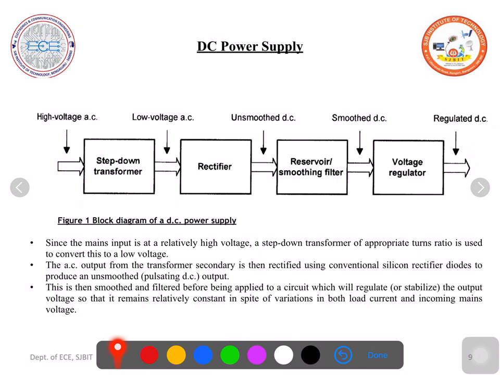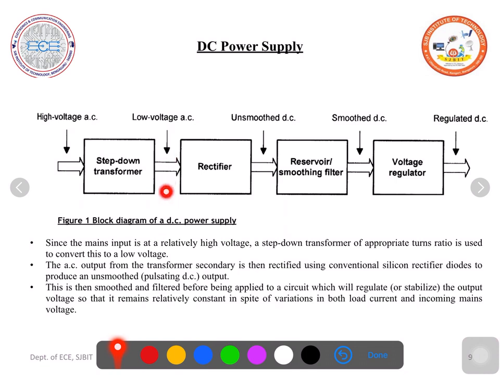So let us go through the theory, what is written here. Since the mains input is at a relatively high voltage, that means 230 volts, a step down transformer of appropriate turns ratio is used to convert this to a low voltage. So according to our requirement, we will select the turns ratio.